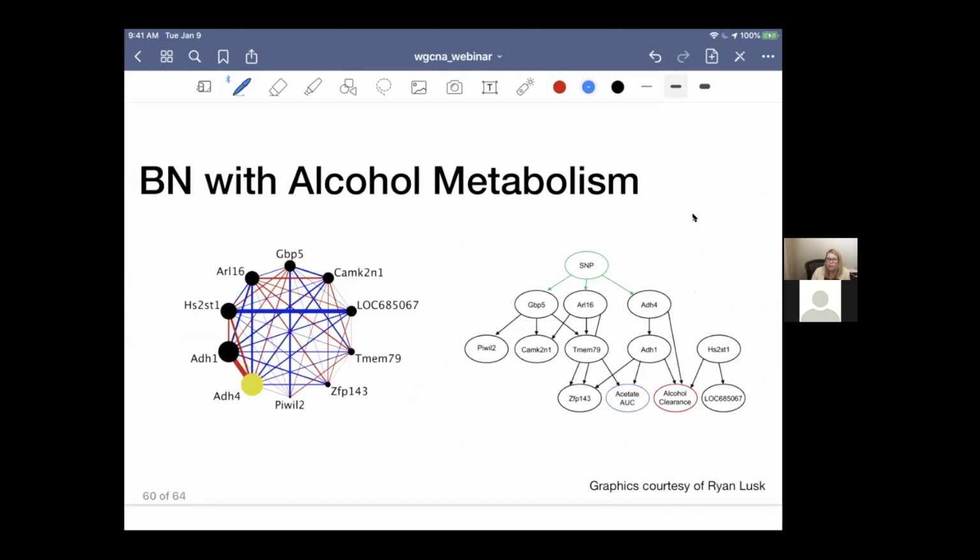Again, I'm not going to go into detail because these are a whole other webinar by themselves. But Brian Lusk, a grad student in my lab, has used these techniques successfully when he was looking at a co-expression network associated with alcohol metabolism. So he got this module from our tools with WGCNA and then was able to translate it into a Bayesian model based on the narrowing down of these genes and getting the SNP and phenotype information that actually gives us a lot more information about how this SNP is influencing both circulating acetate levels and alcohol clearance.